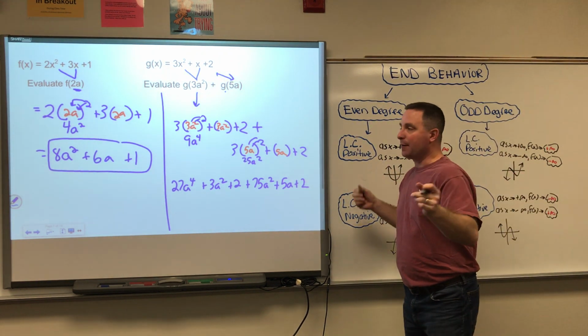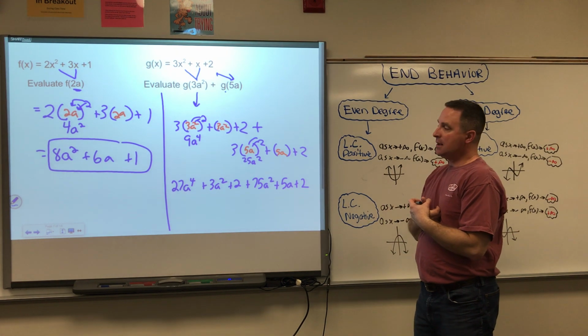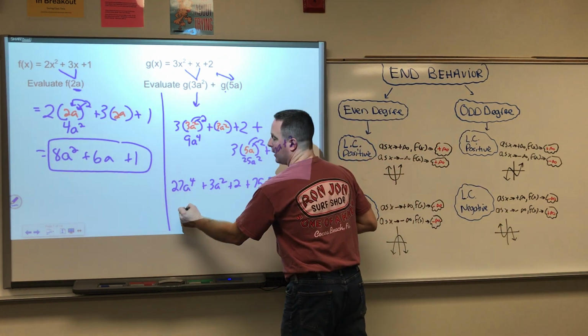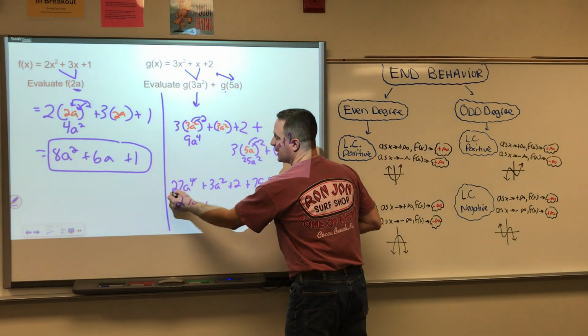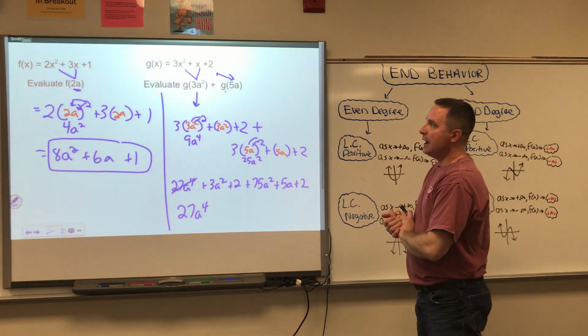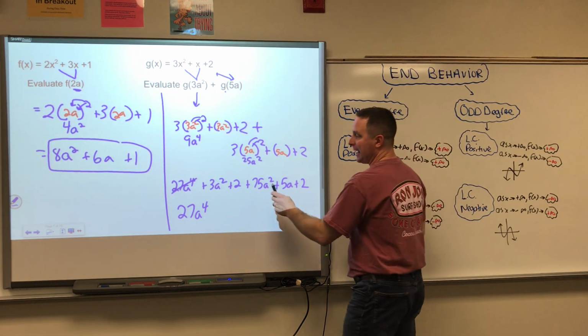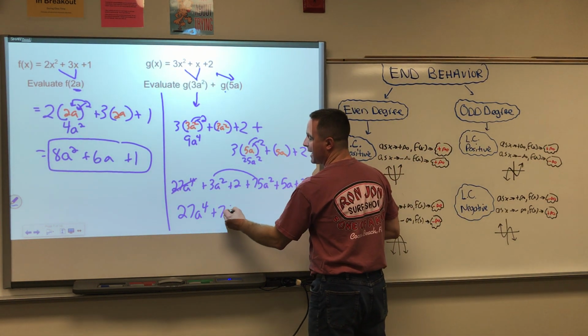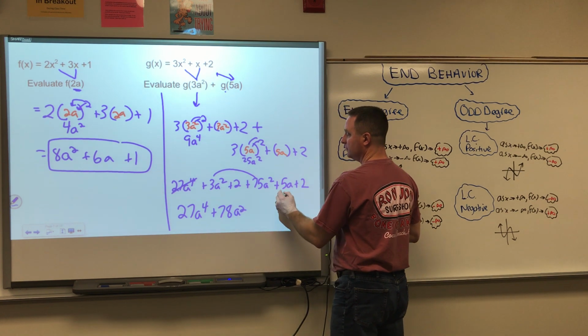Okay, so I kind of get a big long expression there. If I combine like terms, again, I like the biggest power first. Well, I don't see any other a to the 4th, so that's my first one. I don't see any a cubes, but I have a couple a squareds, these two guys. 75 plus 3 is 78a squared.